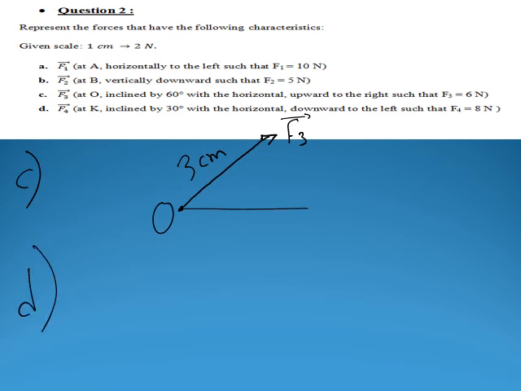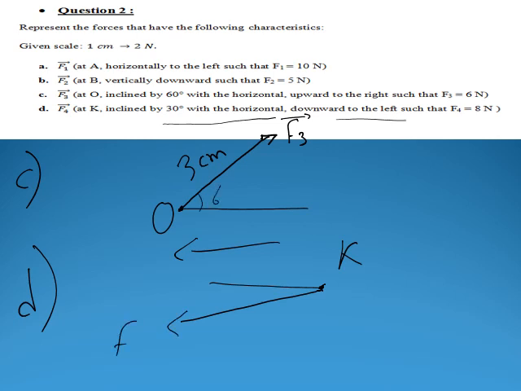Going to point K, inclined by 30 degrees. This is K. Inclined by 30 degrees with the horizontal, downward to the left. This is the horizontal. Downward to the left, so it should move in this direction. This is the left. Okay, downward to the left, such that F4 equal to 80 newtons, so it should be 4 centimeters. You have to put a protractor here and measure 30 degrees, and this is 30 degrees. This is F4, with a value of 4 centimeters.